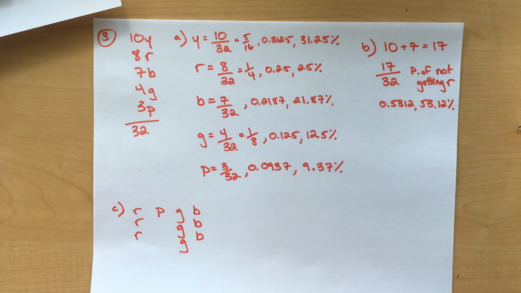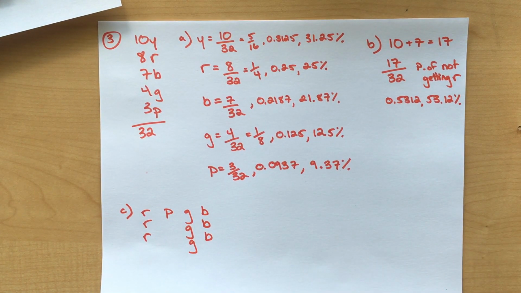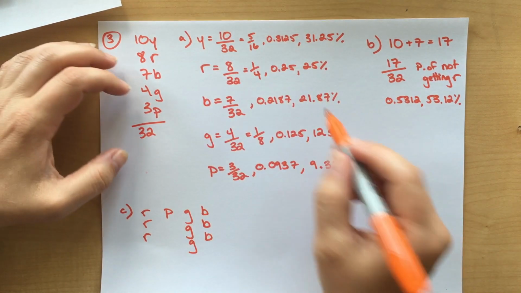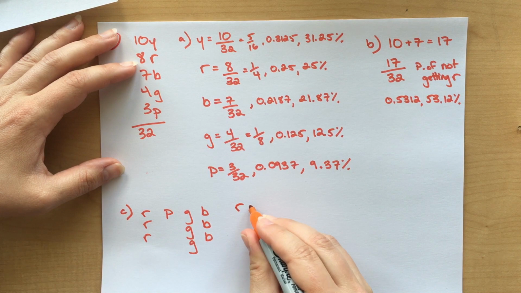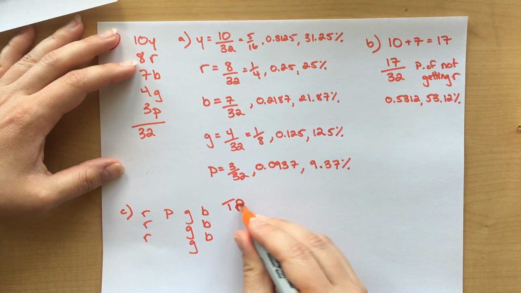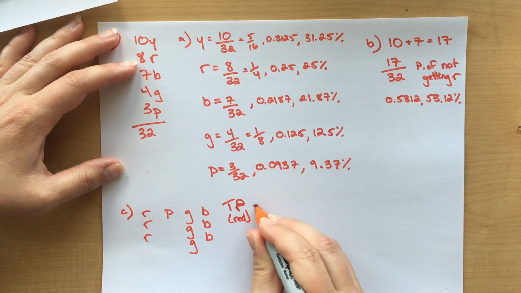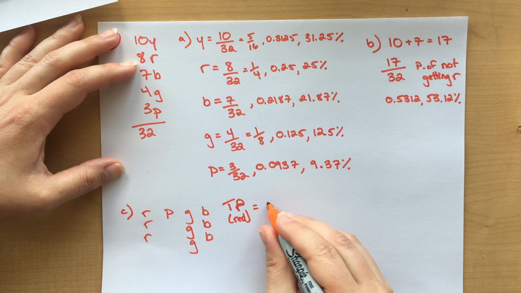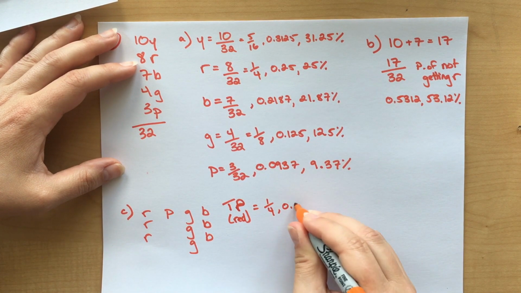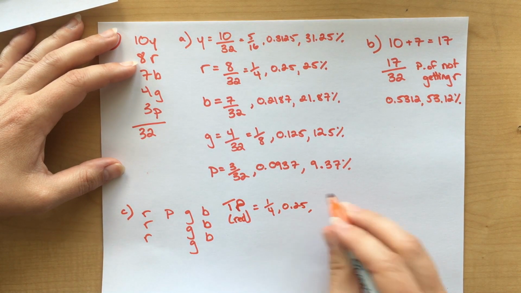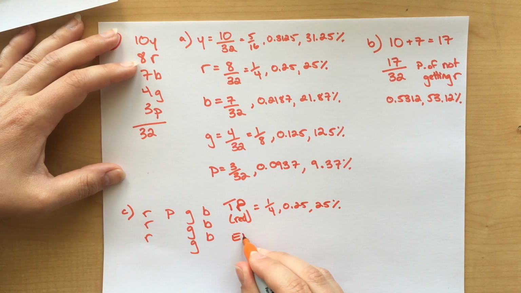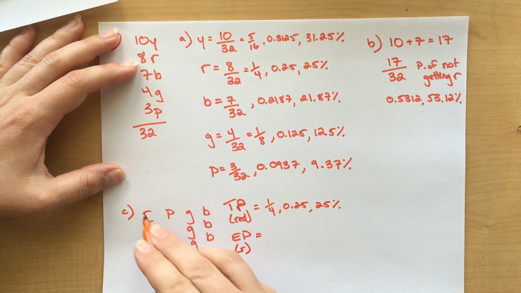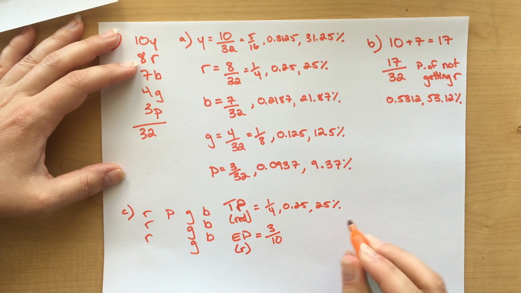Okay, so here we're going to compare the theoretical to the experimental. So remember, it's not enough just to be like, well, they got 3 out of the 10. You have to compare it using either the fraction, the decimal, or the percent. So let's look at red. Red, and we'll call this the theoretical probability of red, was supposed to be a 1/4, a 0.25, or 25%. And then experimentally, the red occurred 3 out of the 10 times.